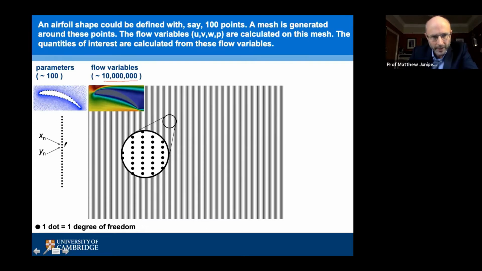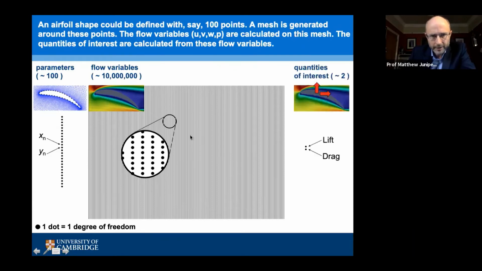So you go from, say, 100 parameters to, let's say, order 10 million flow variables. And what you do next is you work out U, V, W, and P, integrate the pressure, for example, around the shape, and take its components in the lift and in the horizontal and vertical directions to get the lift and the drag, your two quantities of interest. So that's something you'd have to do whether you're using direct or adjoint, so you'd have to do this calculation once, this big one.